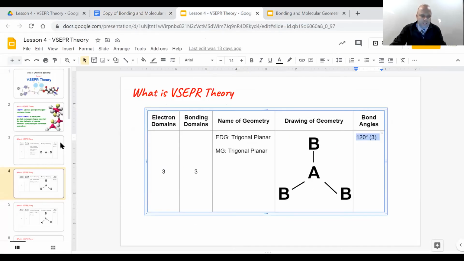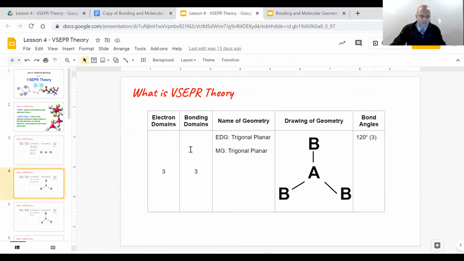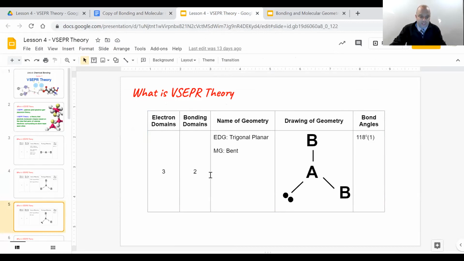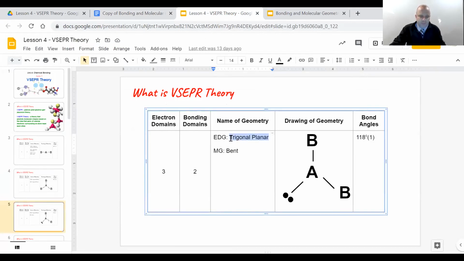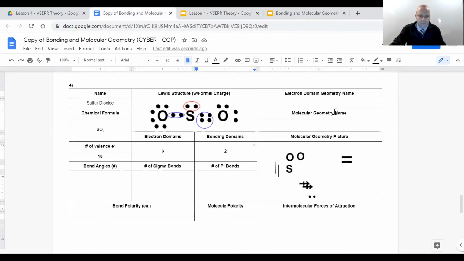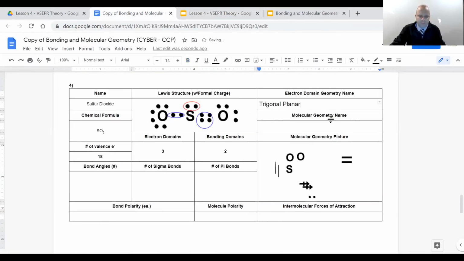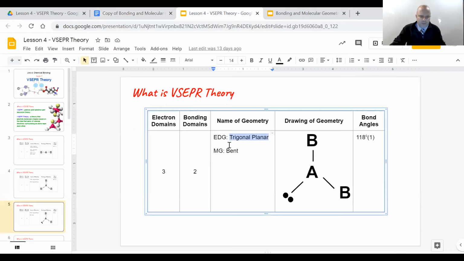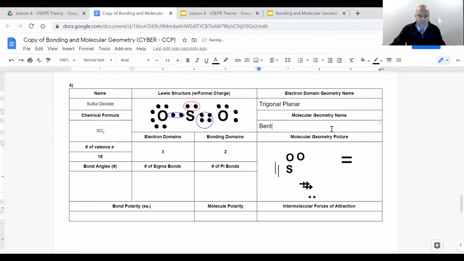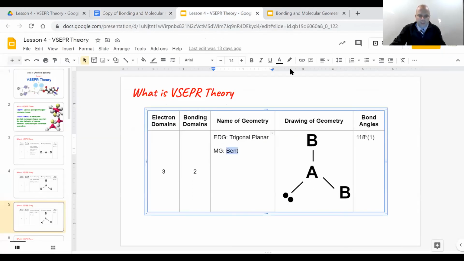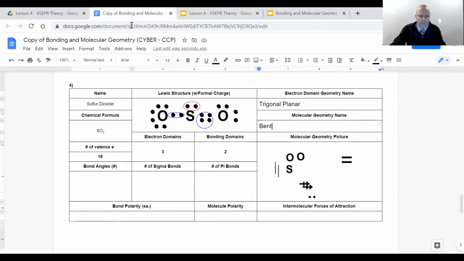Now we go to the VSEPR theory guide. We're looking for 3, 2. Perfect, we found it. So now we can copy these names. Trigonal planar, that part's up here. And the molecular geometry name is called bent. Again, scientists are not very original, so sometimes we reuse names. So bent again. And just while I'm here, I'm going to grab that bond angle as well. So the bond angle here, we're going to drop that in over there.